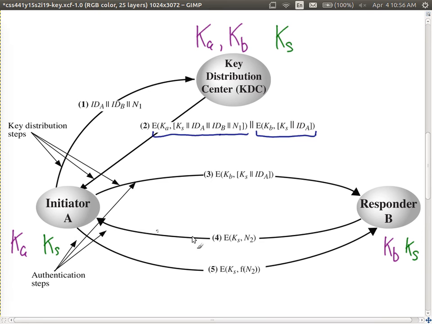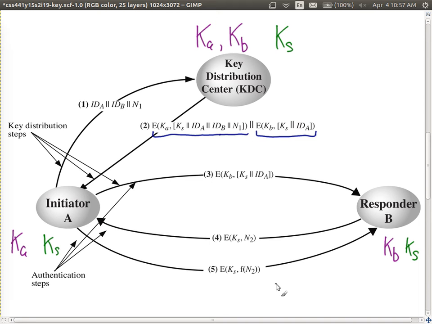So A receives message 4, decrypts, because they have KS, they learn N2, and they send a modification of N2 back to B to confirm. I received message 4, and to prove that I am A and I received message 4, I'm going to send back your same nonce value plus 1. There's an example of the function. F of N2 means apply some known function on N2. It may be simply increment by 1. So B sends message 4, A decrypts message 4, learns N2, and sends an encrypted form of, say, N2 plus 1, whatever the random number plus 1, encrypted with KS back to B.